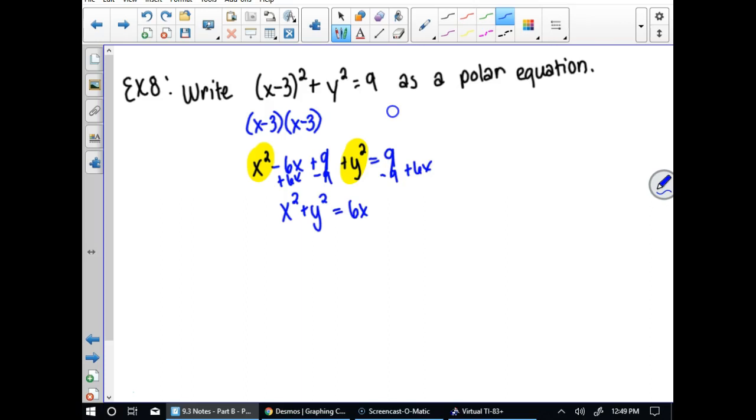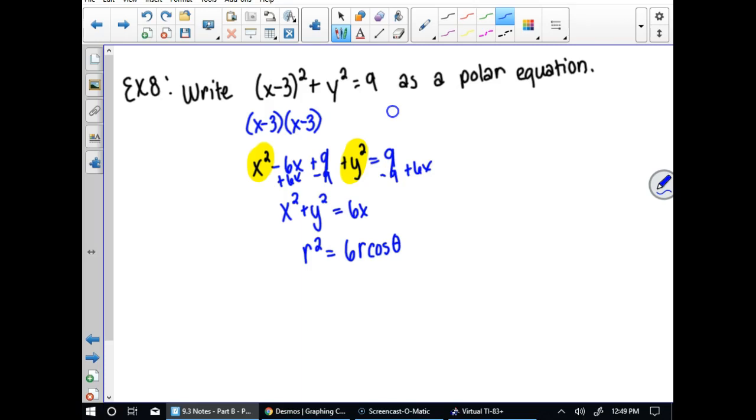And so x squared plus y squared, we can replace that with r squared. And then x, what can I replace it with? R cosine of theta. Okay? At this point, you are in polar form because you've gotten rid of all of the x's and y's. But a lot of times on these problems, they don't leave the answer like this. They may, but they may not.